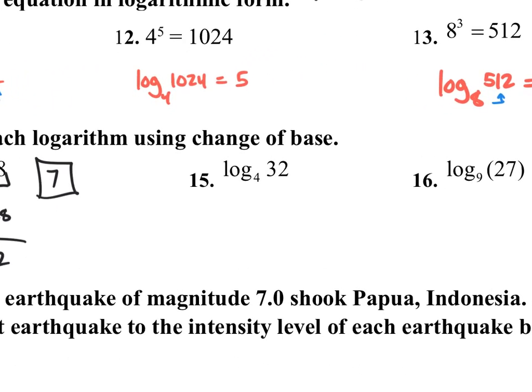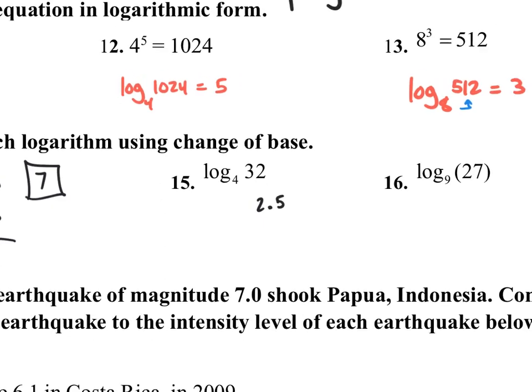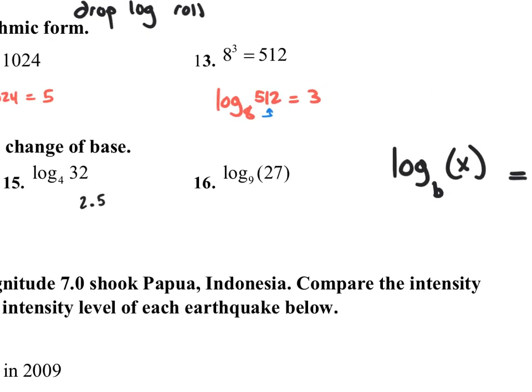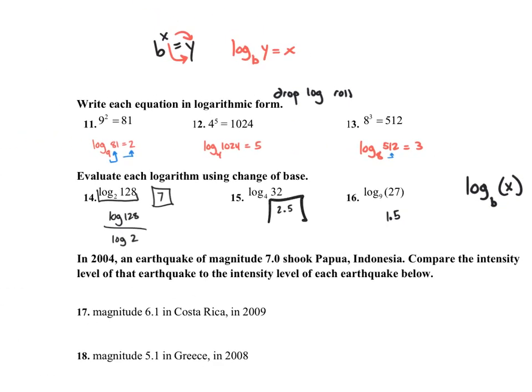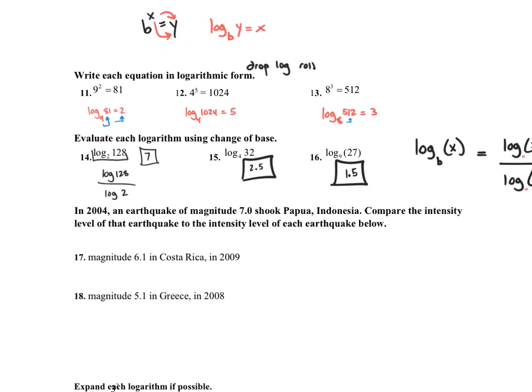For this next one, when you do either one of those methods, so make sure whichever method you're using you understand, gives us 2.5. And then this last one would give us 1.5. So this section here is just to make sure that you can type in logarithms onto your calculator.